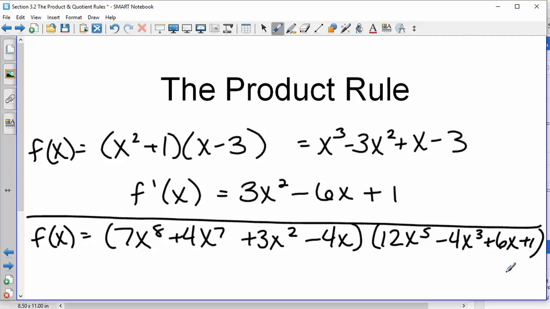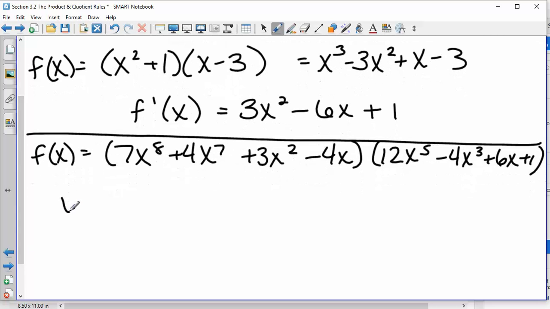Or sometimes we will have things that we can't just multiply out. Like if I gave you x times sine x. There is absolutely no way to just write that as a single term with only one x in it. So we need another option, and this is the product rule.